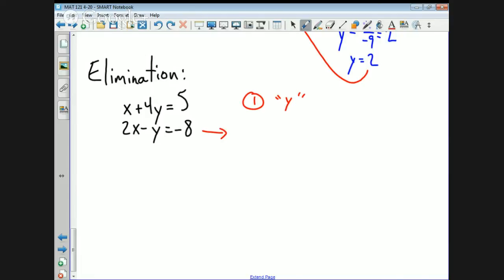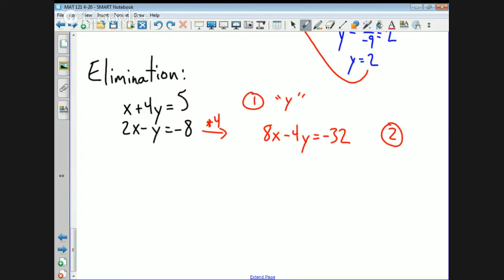I have to multiply this equation all the way through by 4. And I'll make that look more like a multiplication symbol there. So multiply the whole equation by 4, and that way I'll have a positive 4y in the one equation, a negative 4y in the other, and they will add to 0. So multiplying the whole equation by 4, we're going to get 8x minus 4y equals -32. That's what we set here.